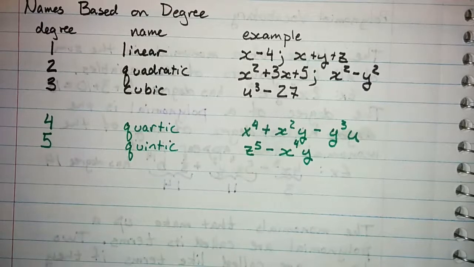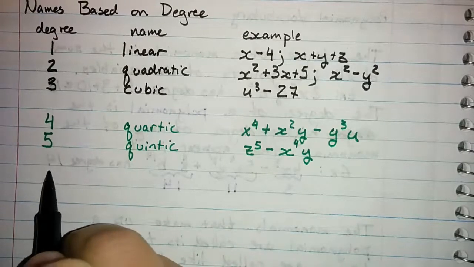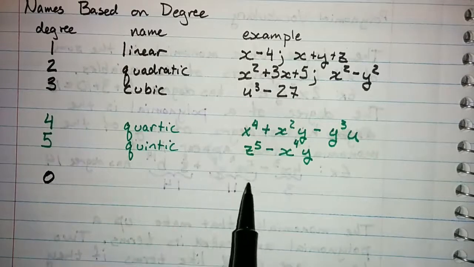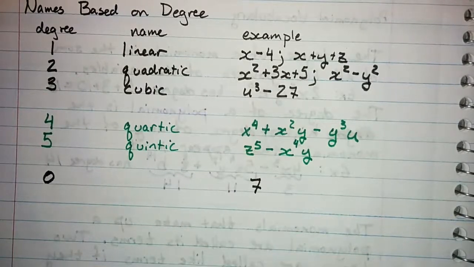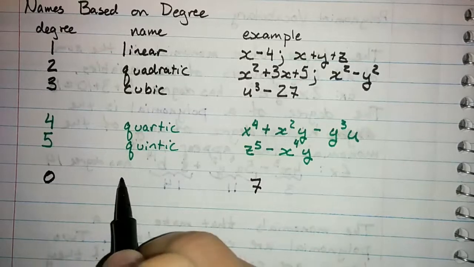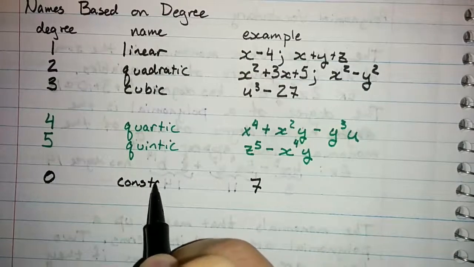Is there any degree below linear? Well, yeah, you might just have a number. We might have a degree 0 polynomial. For example, the number 7. No variables raised to any powers at all. Such a polynomial is called constant.